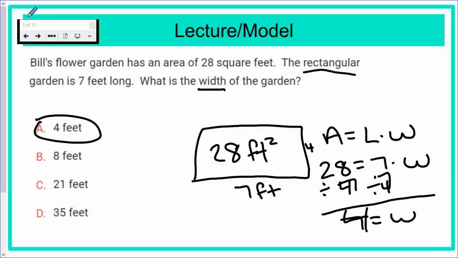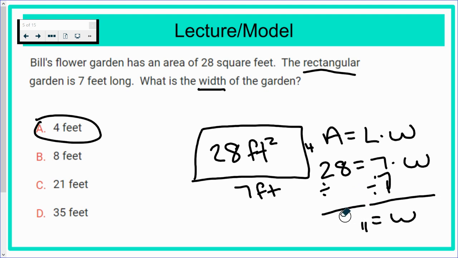Okay, so Hill's Flower Garden has an area of 28 square feet. The rectangular garden is 7 feet long. What is the width? So, as we can see over on the side here, I have a rectangle that has an area of 28 feet squared, a length of 7 feet, and we want to know the width.